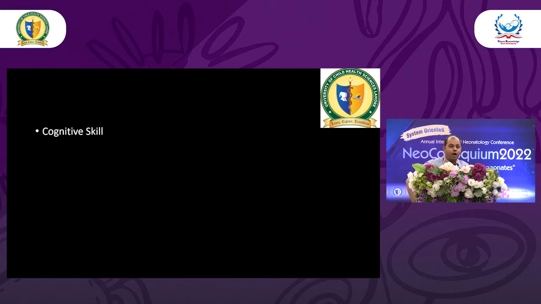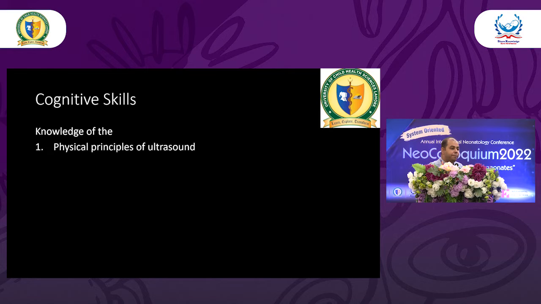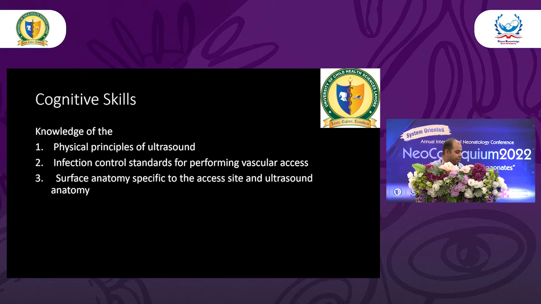So there are two aspects of learning in ultrasound. The first aspect is your cognitive skill, and the second aspect is your technical skill. When we talk about cognitive skills, these are the actual knowledge of some aspects, and the particular and main aspect is the ultrasound machine, how it works. Then the infection control standards for cases of central venous line insertions based upon the ultrasound machine, how you will handle infection control with it.